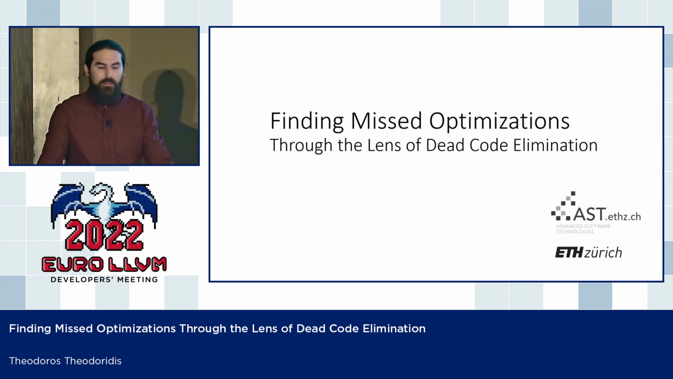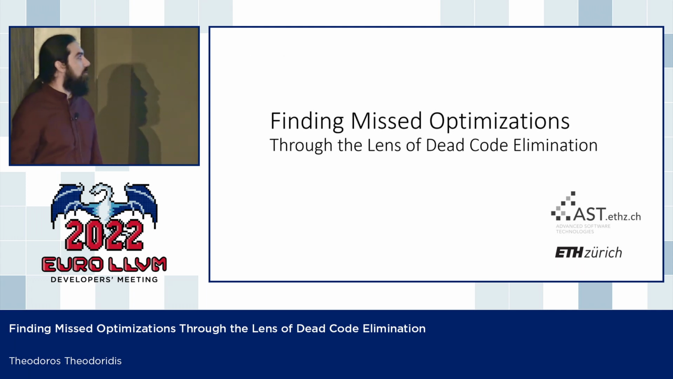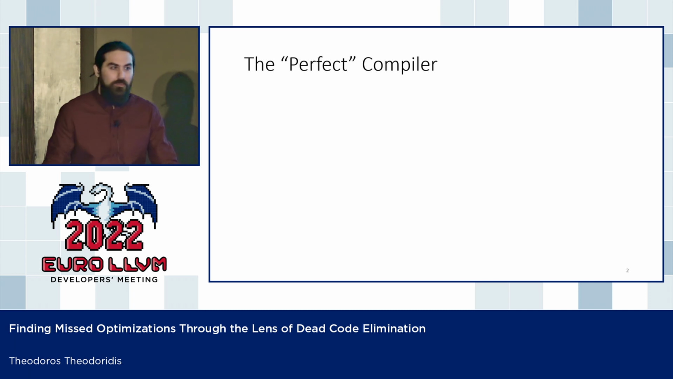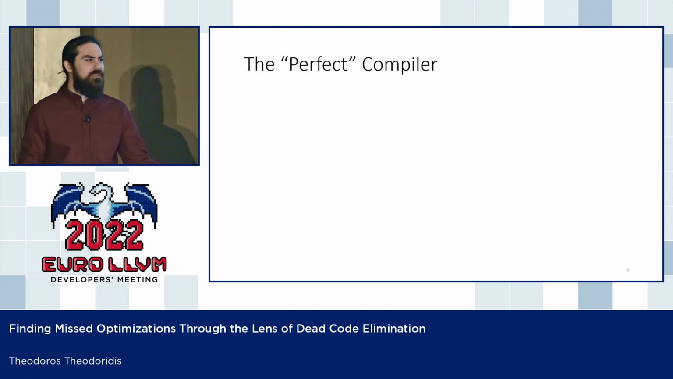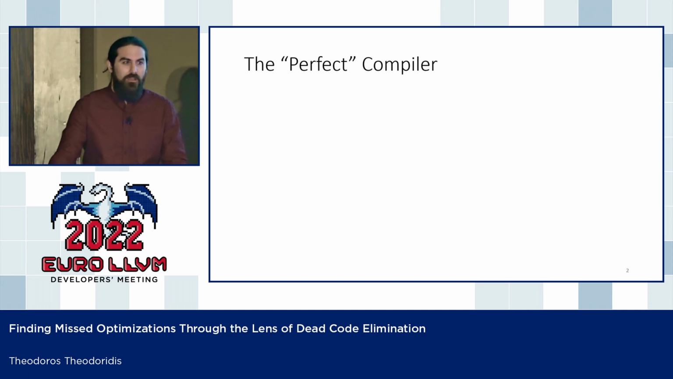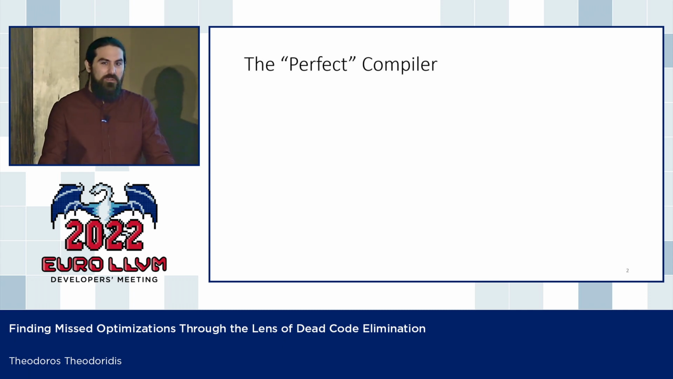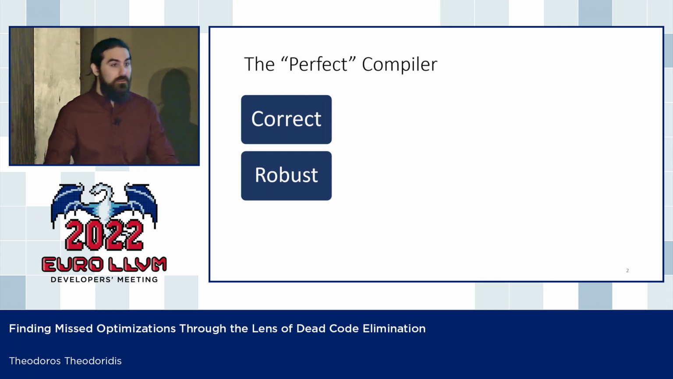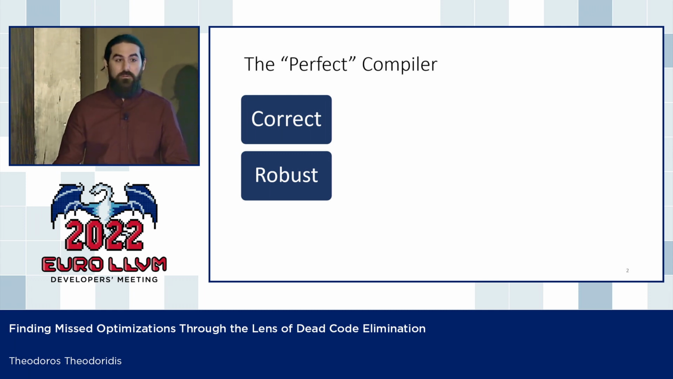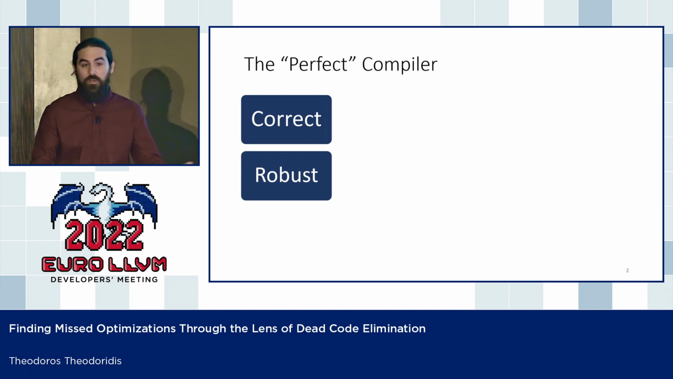Before I explain the actual approach and how we build our tool, let's take a step back and look at the bigger picture. As compiler developers, the goal is to build, obviously, the perfect compiler. But what is this perfect compiler? What are its properties? I guess everyone can come up with a different definition, but probably there are a few things that we can all agree on. The perfect compiler should be correct and robust. It shouldn't miscompile code, it should reject incorrect code, it shouldn't crash, and it should handle gracefully all edge cases.